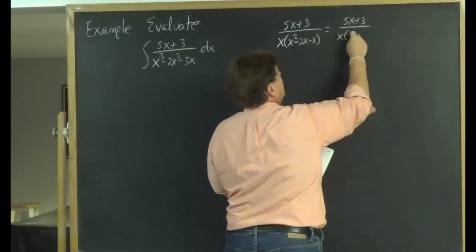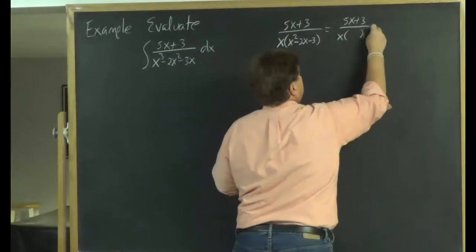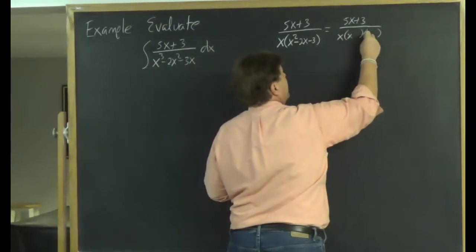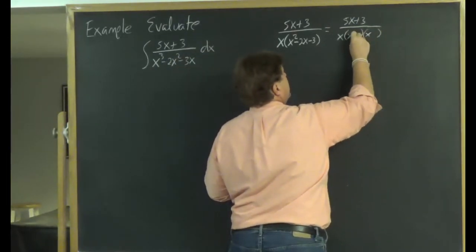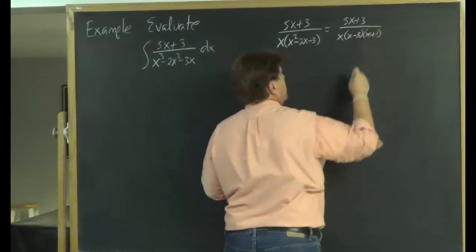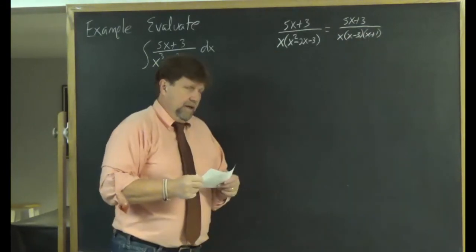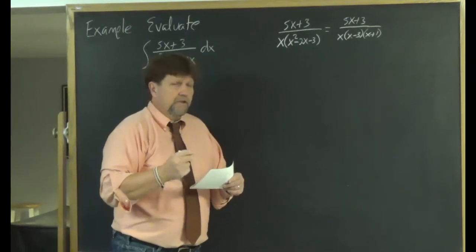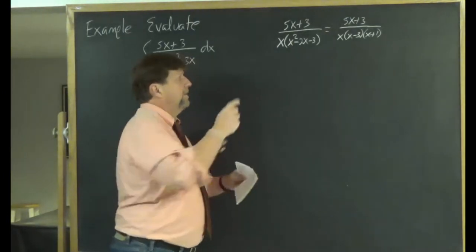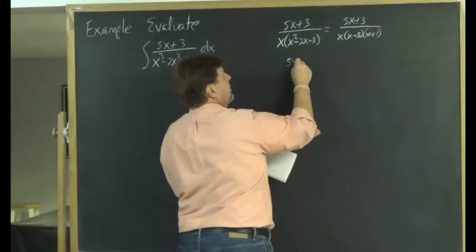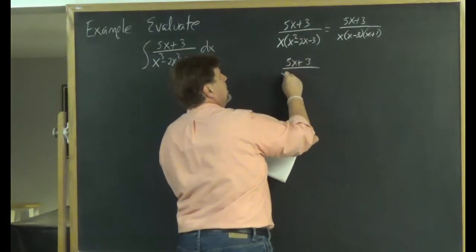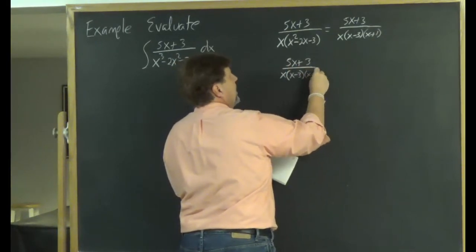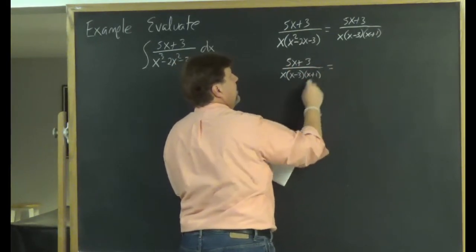Let's see. x squared minus 2x minus 3. We have an x, and we have an x minus 3 and an x plus 1. So I have everything completely factored. So I need to set up, let me pull it down here, a fraction for each denominator, each factor in the denominator.